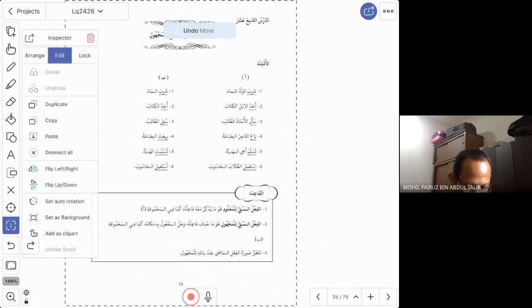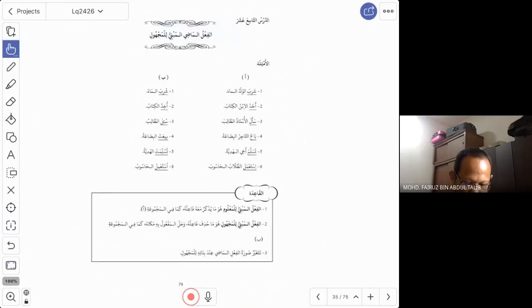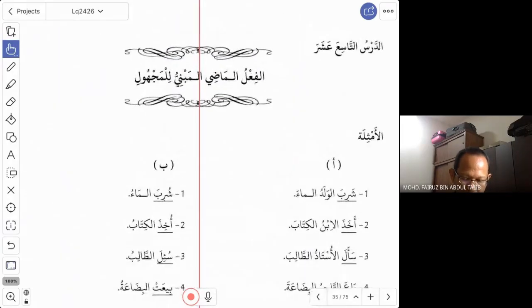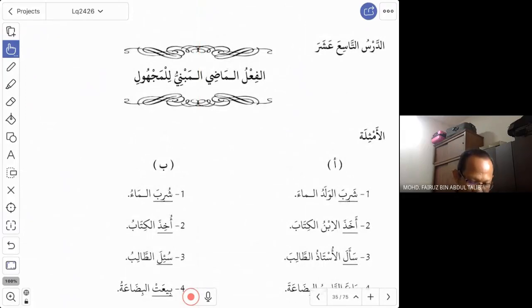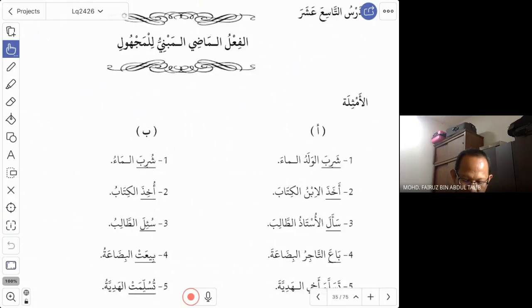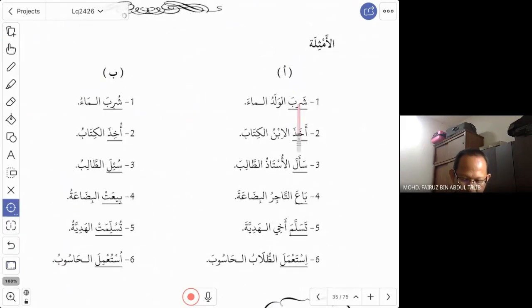Al-fi'lu al-madi al-mabni lil-majhul. Ad-darsu tasi'a ashara, lesson 19, al-fi'lu al-madi al-mabniyu lil-majhul. Al-fi'lu al-madi, of course, everybody knows. We have covered this. As you can see in example number 1, number 2, these are all fi'l madi: shariba, akhaza, sa'ala, ba'a, tasallama, ista'mala.